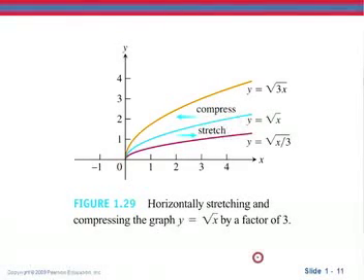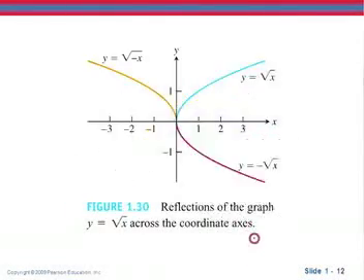If the 3 is actually inside the function and multiplied times the x, so if we have the square root of 3x, that compresses the graph horizontally. If the x is multiplied by 1/3 and we have the square root of x over 3, or the square root of 1/3 x, that stretches the graph horizontally by a factor of 3.